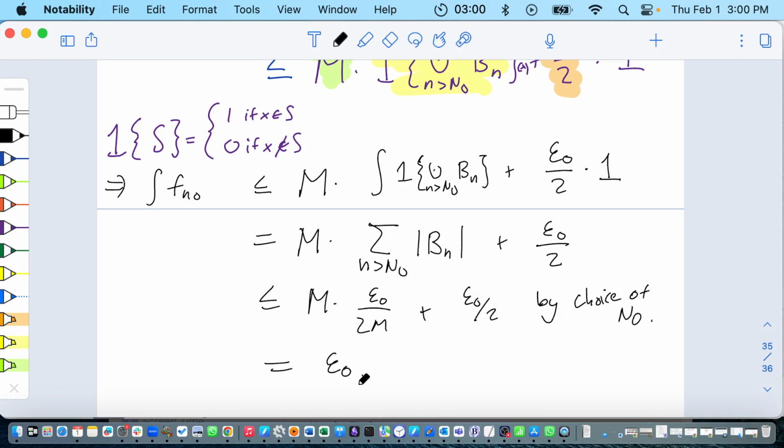So the function, its integral is less than epsilon naught. We've trapped the function, so that way we can make sure its integral is small. That's the end of the proof.